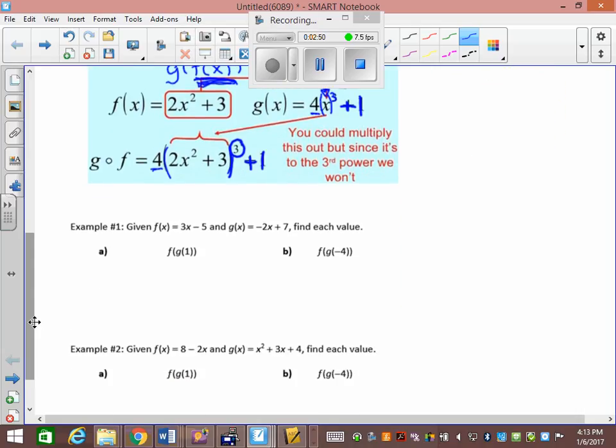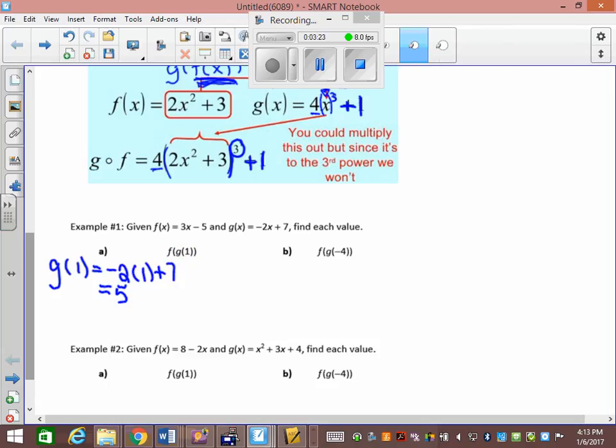So when there's a physical number, we're going to actually solve these out. So I'm going to find g of 1 first. If I solve for g of 1, then I can plug it into that bracket. Example 1: given f of x equals 3x minus 5 and g of x equals negative 2x plus 7, find each value. So g of 1 is going to be negative 2 times 1 plus 7. So it's going to be 5. So I know g of 1 is 5, so I can take g of 1 in here and replace it with 5. g of 1 is going to go away, and I'm going to put a 5 there.